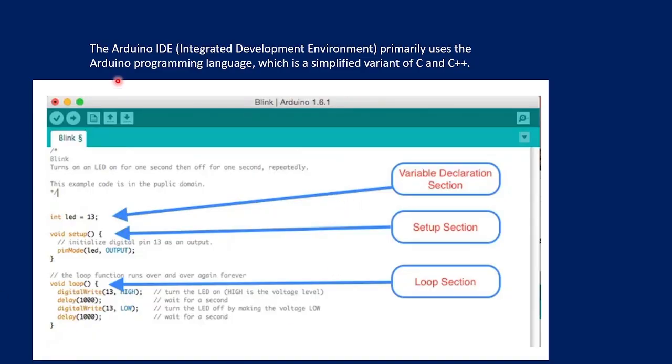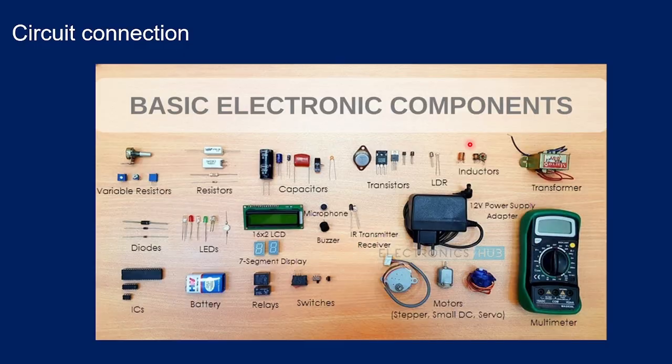So the Arduino IDE will look like this. It primarily uses the Arduino programming language, which is a simplified variant of C and C++. Okay, this is a code which we can run. There should be a button here. If you press this button, the program will be executed and uploaded to the Arduino microcontroller.